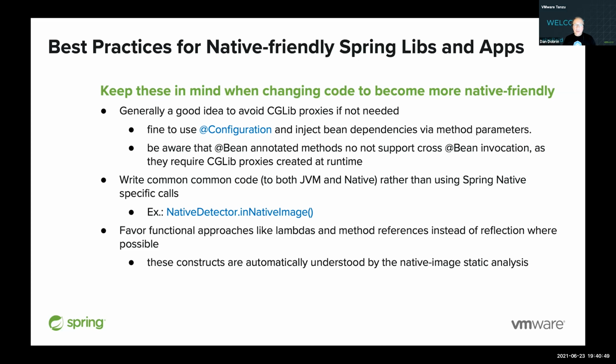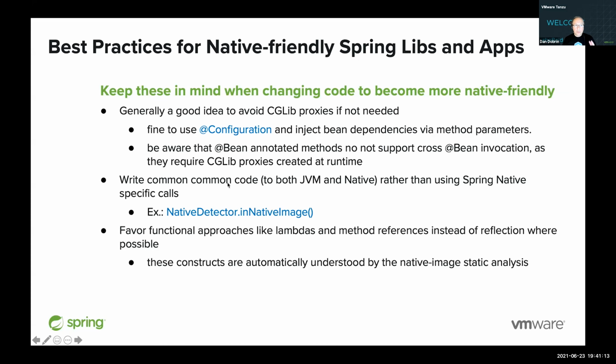It's generally a good idea to avoid CGLib proxies, like the class proxies we saw in the previous sample. They're fine to be used on configuration annotated classes, and we also need to be aware that Bean annotated methods do not support cross bean invocations because they require a CGLib proxy created at runtime.